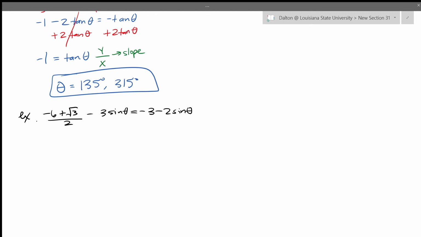Let's leave this crazy number here on the left side alone for a second. Let's take care of the sine values. You can add either one, it really doesn't matter. I'm going to start with my most negative one, and I'm going to add 3 sine theta to both sides.